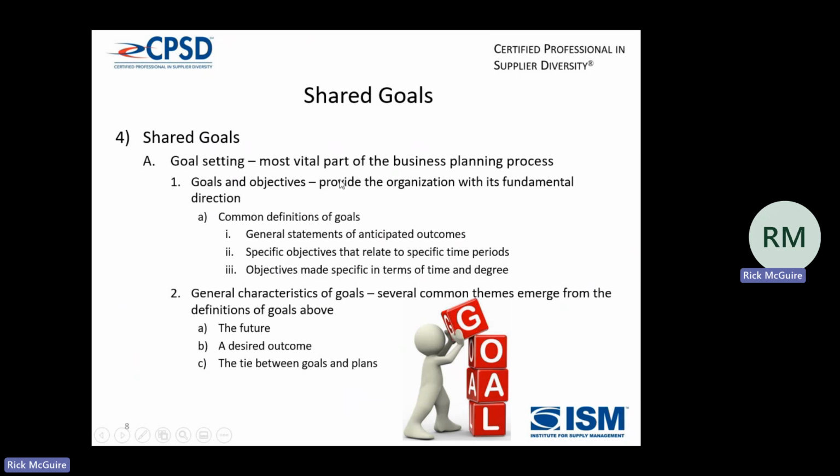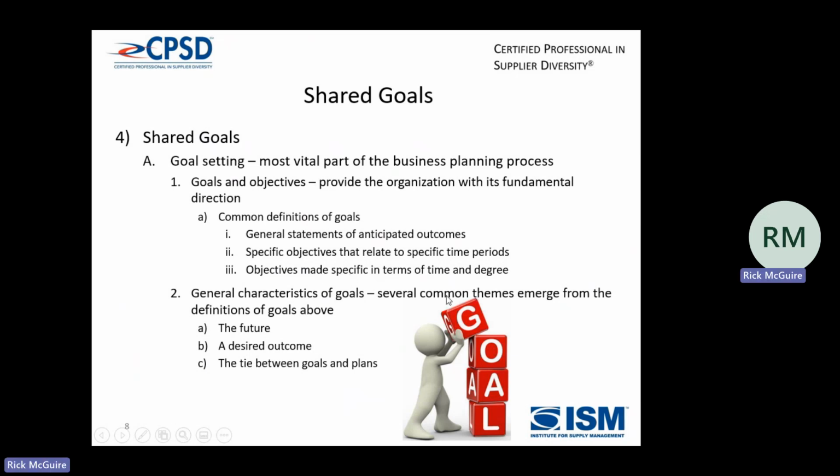Shared goals. Goal setting is the most vital part of a business planning process. Goals and objectives provide the organization with its fundamental direction. We've gone over goals in a few of these other chapters, and they keep hitting them, so it must be important. Common definitions of goals: general statements of anticipated outcomes, specific objectives that relate to specific time periods, and objectives made specific in terms of time and degree. This is your SMART goal.